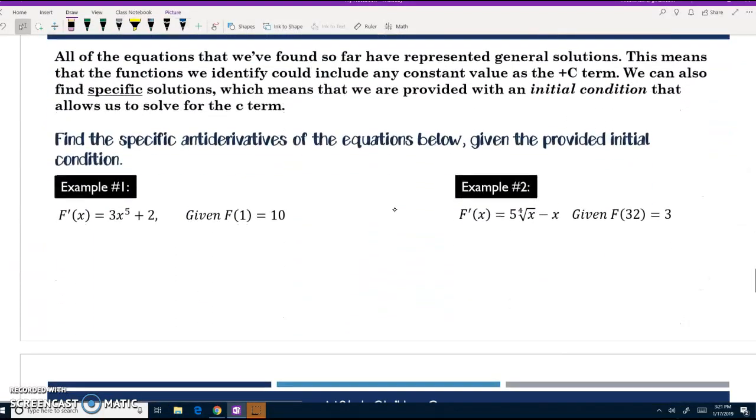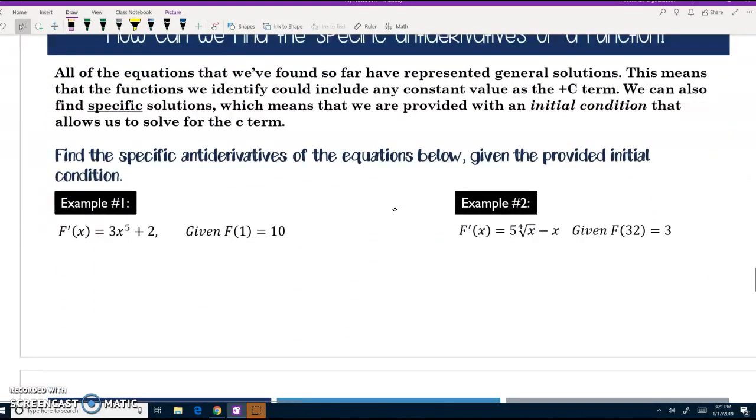The last topic area that we're going to get to today involves specific solutions or specific antiderivatives. What this slide tells us is that all of the equations we found so far have represented general solutions. That means that when you report your answer, you give the antiderivative and then you add the constant at the end, because we don't know what this constant is, but the constant is just going to go away when you take the derivative.